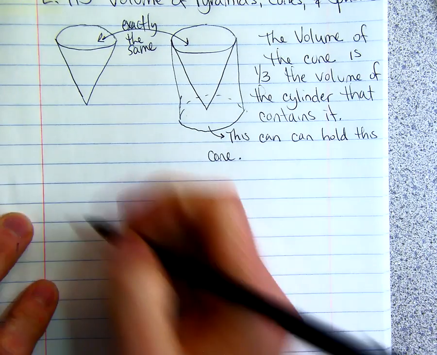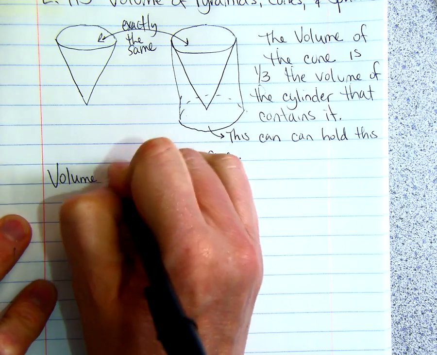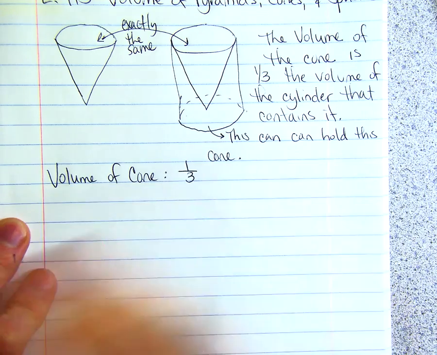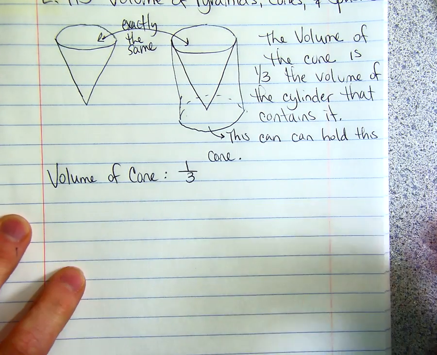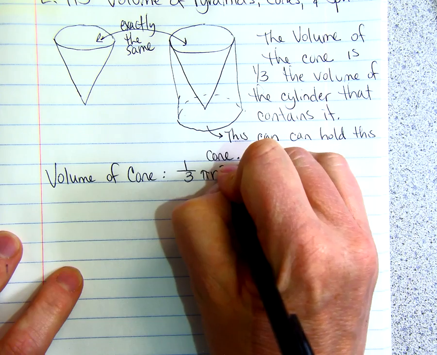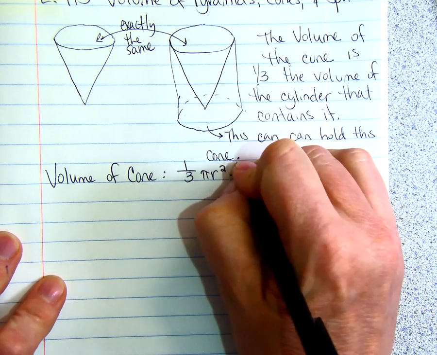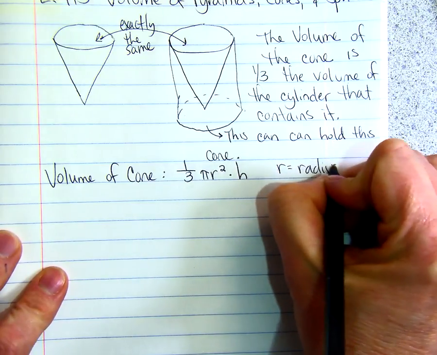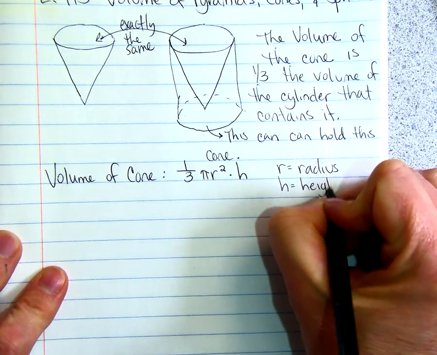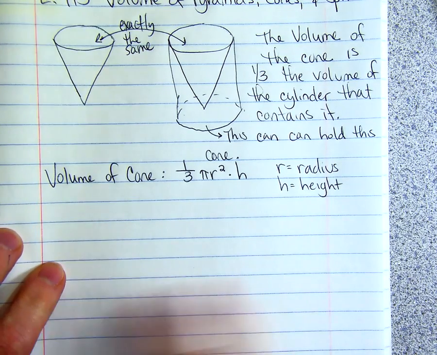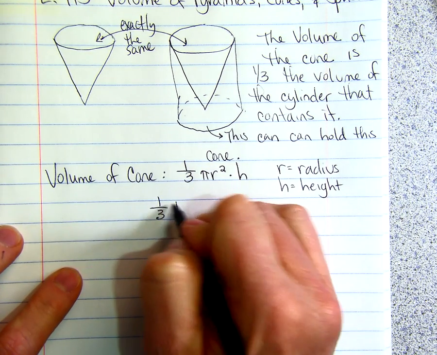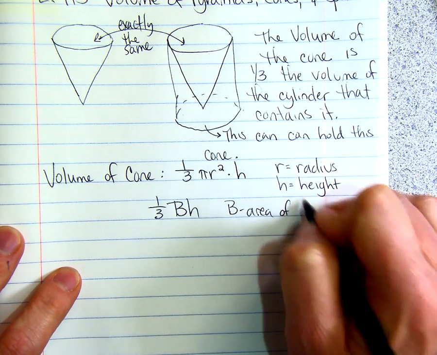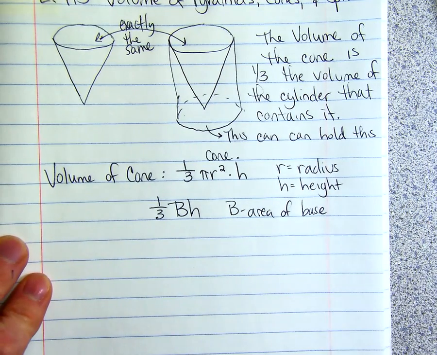So if we were to write a formula for the volume of a cone, we do 1/3, and the volume of a cylinder is just area of the base times the height. And the area of a circle is pi r squared, and then we times it by the height. So r equals the radius, h equals the height. Sometimes you see it written as 1/3 capital B h, where capital B is just area of the base. But you have to remember the area of a circle is pi r squared.